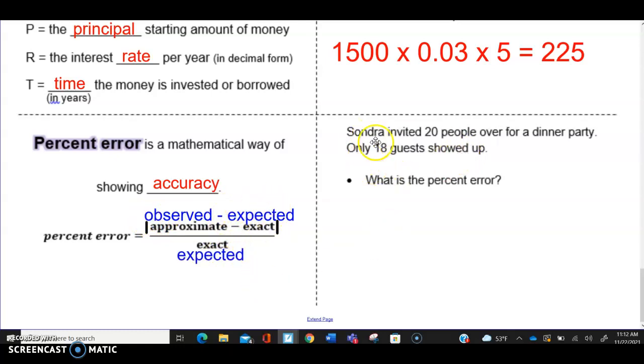So let's look at this one here. Sandra invited 20 people over for a dinner party. Only 18 guests showed up. What is the percent error? So to start, we have the observed minus the expected. We expected 20 people to show up, only 18 did. But again, we want the absolute value of that, divided by how many we expected to show up.